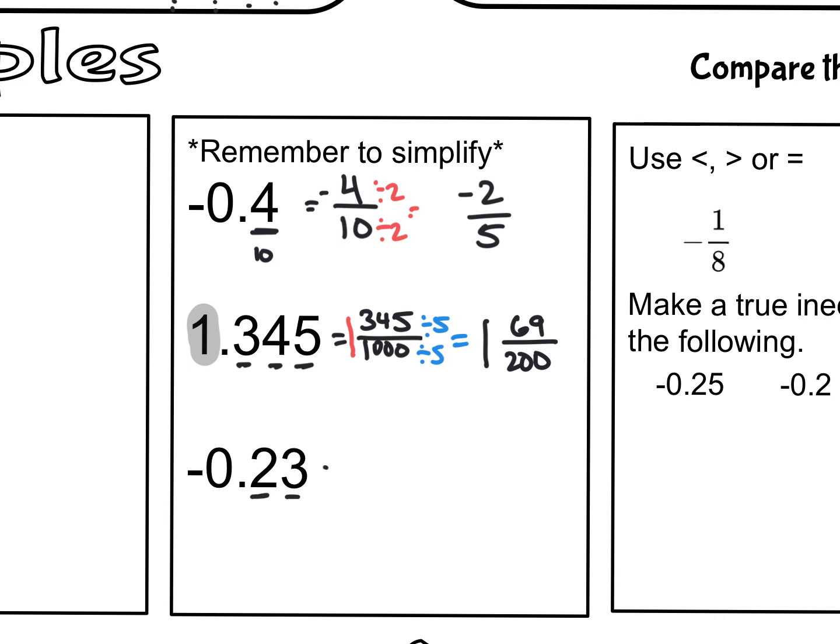All right, so here we're in the hundredths place, so this is going to go over 100. Value of our decimal is 23. It is a negative, right? So we want to make sure that we include that. 23 is prime, so our answer here would be negative 23 over 100 as a fraction.